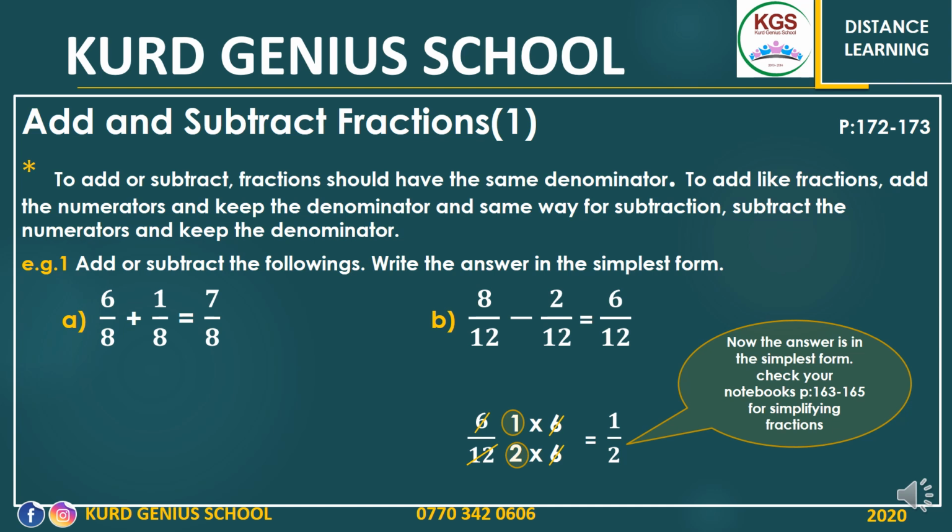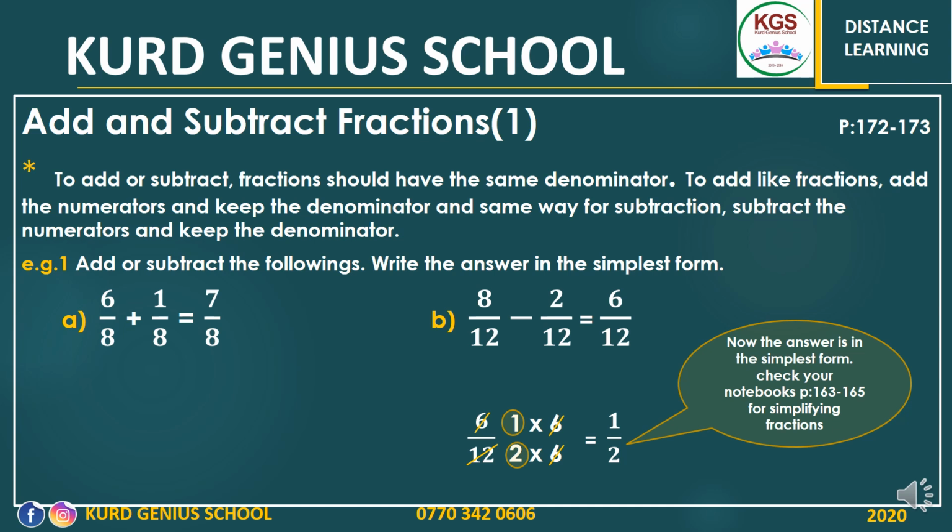We have example given 1. Add or subtract the following. Write the answer in the simplest form. We have 6 over 8 plus 1 over 8. Since the denominators are equal, just add the numerators. 6 plus 1 is 7, so the answer is 7 over 8. B. 8 over 12 minus 2 over 12. The denominators are equal, so all we have to do is to subtract 2 from 8. 8 minus 2 is 6.